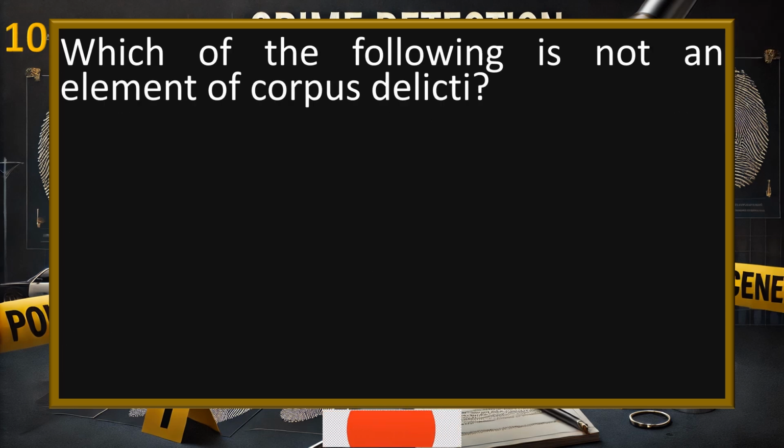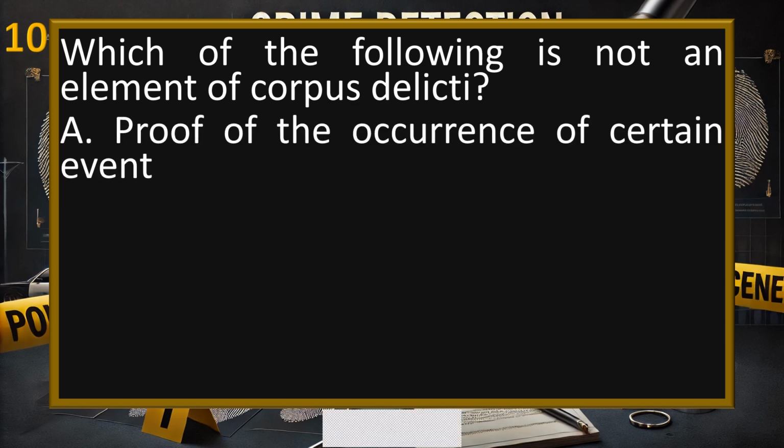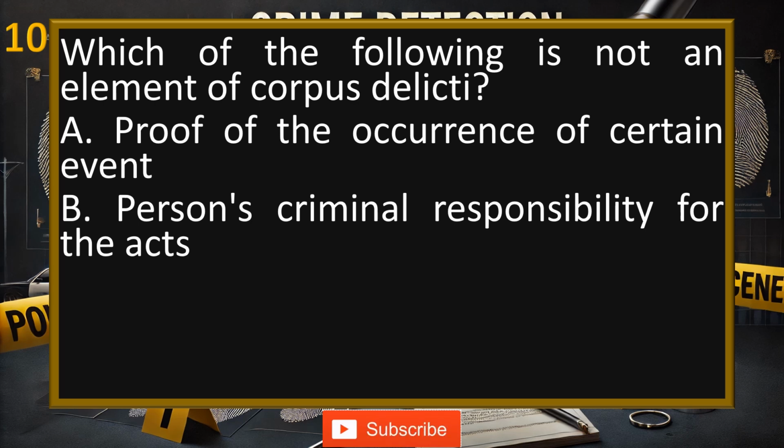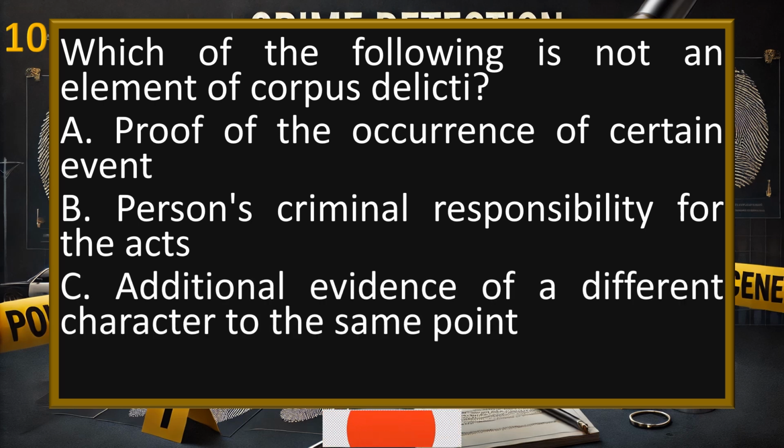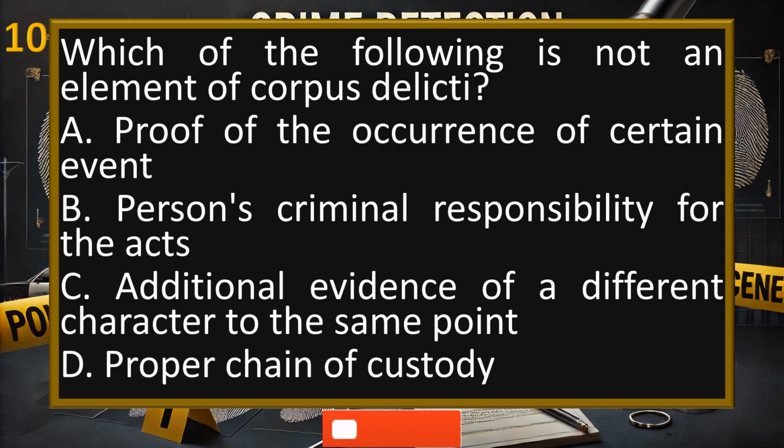Which of the following is not an element of corpus delicti? A. Proof of the occurrence of certain event. B. Person's criminal responsibility for the acts. C. Additional evidence of a different character to the same point. D. Proper chain of custody.